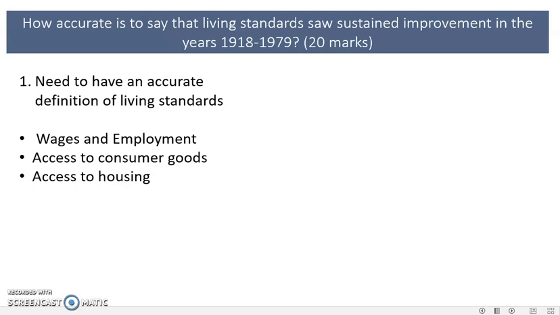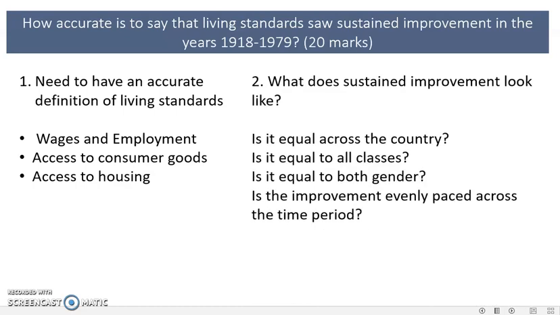The other part of this question that you need to think about is what sustained improvement actually looks like, and this is where it's going to help you build in deeper analysis. And I've given you some suggestions for this question. It would vary according to question, but on this one, if you wanted to look at sustained improvement, you could think about, well, does it happen across the whole country? Is everywhere experiencing improvements in their living standards? Is it for all classes, or is one class particularly improving their standard of living? Gender is one we can apply to this question as well. Not so much, but we'll come across that in a moment.